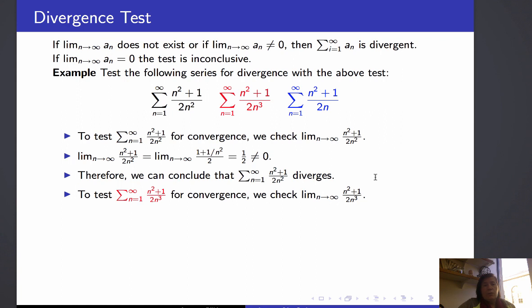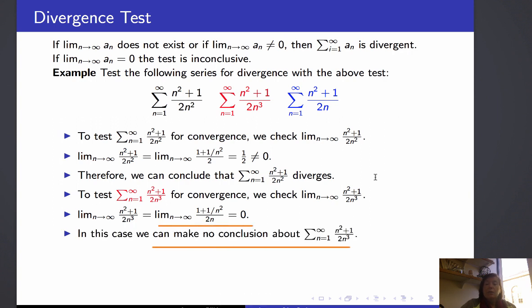Well, let's try the second one, the sum from 1 to infinity of (n squared plus 1) over 2n cubed. And I'm going to apply this divergence test to see whether I can decide whether it converges or diverges. Notice the only conclusion I can make from my test is that the series either diverges or my test is inconclusive. I can never conclude convergence from this test. So I check the limit as n goes to infinity of the nth term. It's the limit of (1 plus 1 over n squared) over 2n, and this is 0. And now the test is inconclusive.